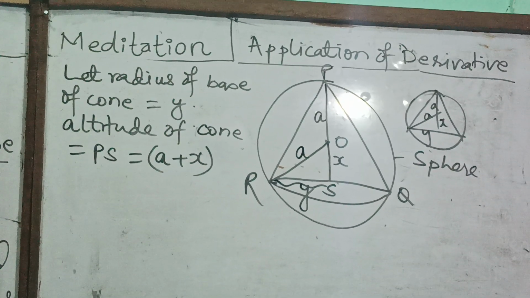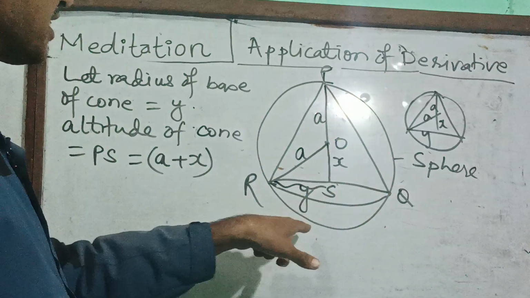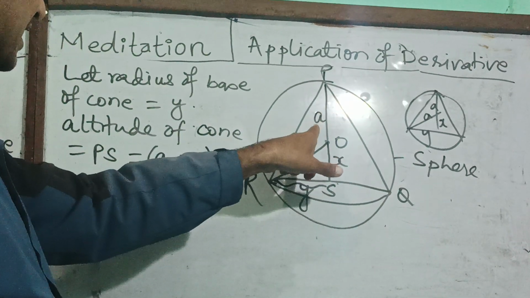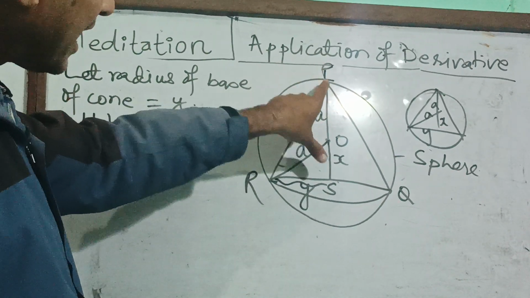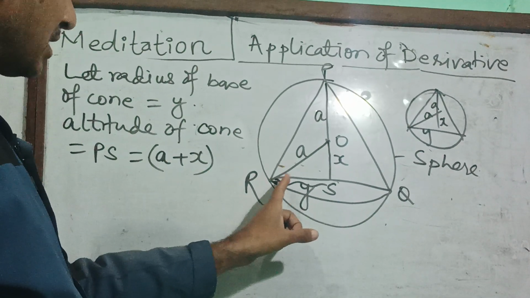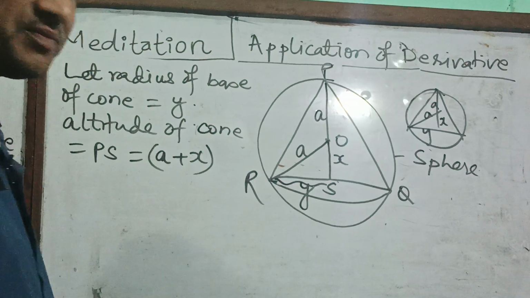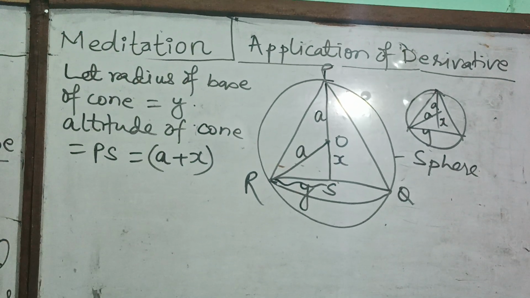So what is given? This cone is inscribed in a given sphere of radius A. We have to find the height of the cone when the volume of the cone is maximum.